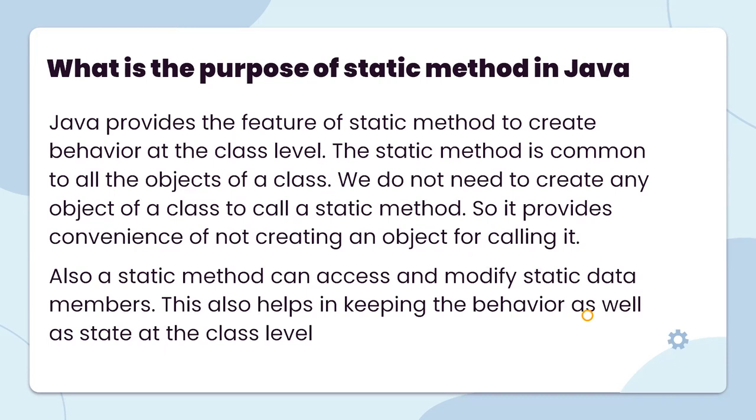Now the next question is, what is the purpose of a static method in Java? Java provides the feature of a static method to create behavior at the class level. The static method is common to all the objects of a class. We do not need to create any object of a class to call the static method, so it provides the convenience of not creating any object for calling. Also, a static method can access and modify static data members. This also helps in keeping the behavior as well as state at the class level.